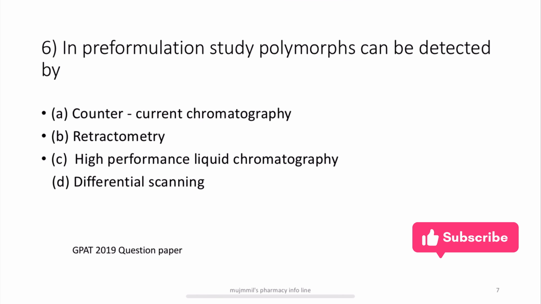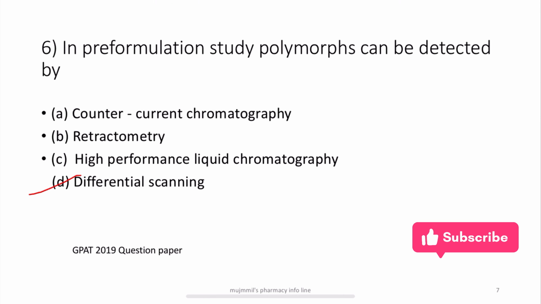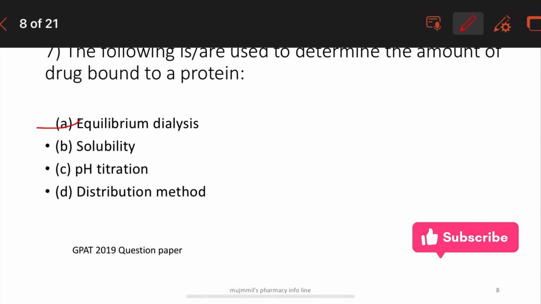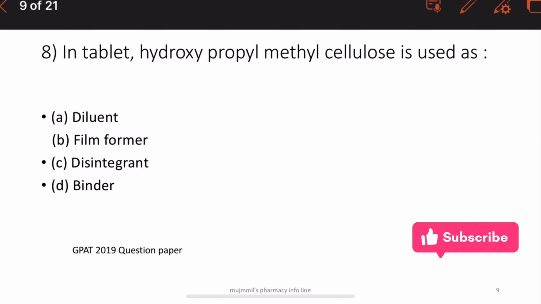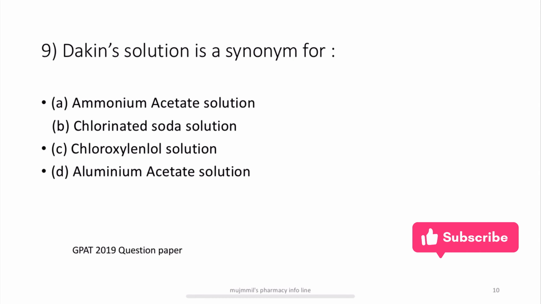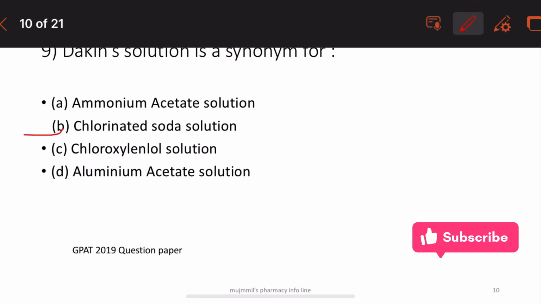In pre-formulation study, polymorphs can be detected by, the correct answer is option D, differential scanning. The following is used to determine the amount of drug bound to the protein. The correct answer is option A, equilibrium dialysis. In tablet, hydroxypropyl methylcellulose is used as, the correct answer is option B, film former. Dakin's solution is a synonym for, the correct answer is option B, chlorinated soda solution.